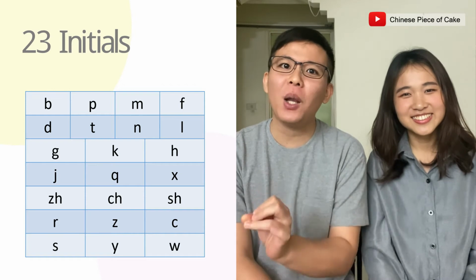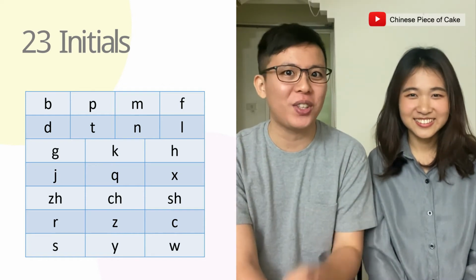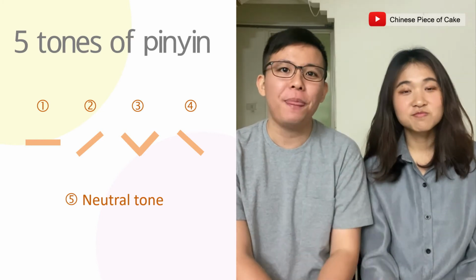In the following videos, we are going to learn these initials together. Before you learn the pronunciation of Chinese, you have to know that in Chinese, there are 5 tones, and they are the first tone, the second tone, the third tone, the fourth tone, and the neutral tone.